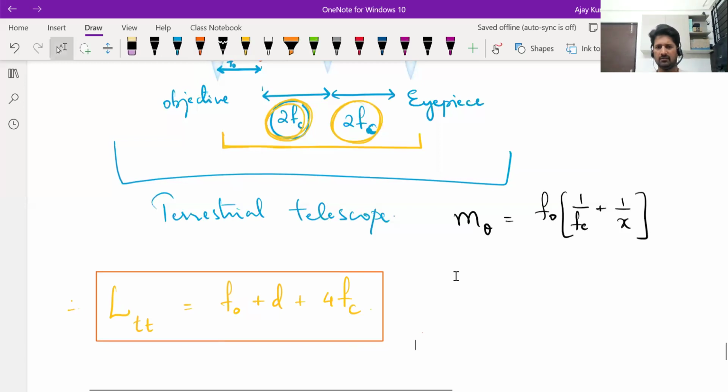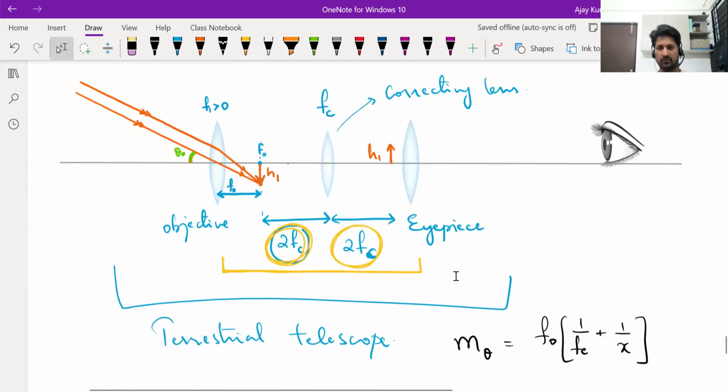So not a big deal, but again, I'm telling you, you won't be able to remember all these formulas for your final exam. You need to know what exactly is being done. So just by visualizing the ray diagram or the way the lenses are placed, the distances, you can tell what is the length of the telescope, you can tell what is the magnification, all those things. Is it clear?